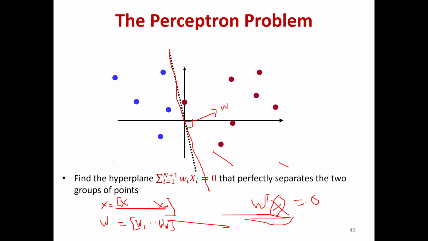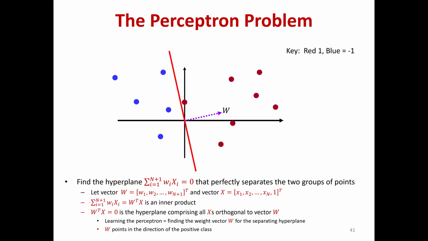So Jingtao, on the left-hand side, you actually have a summation going from i equals 1 to n plus 1, because n plus 1 captures the bias term, okay? And so that's basically what we're saying. We're saying W transpose X equals 0 is the hyperplane of all x's that are orthogonal to W.